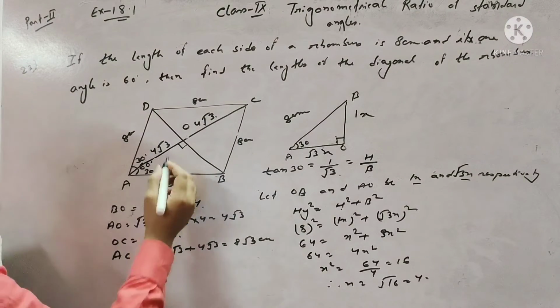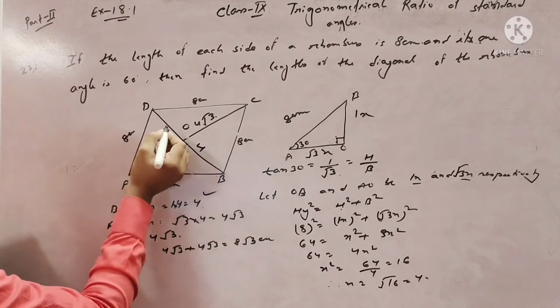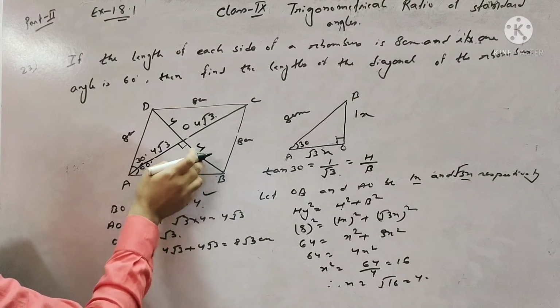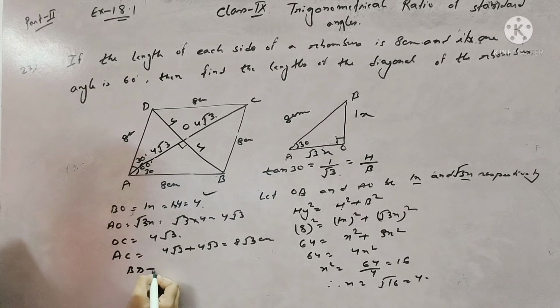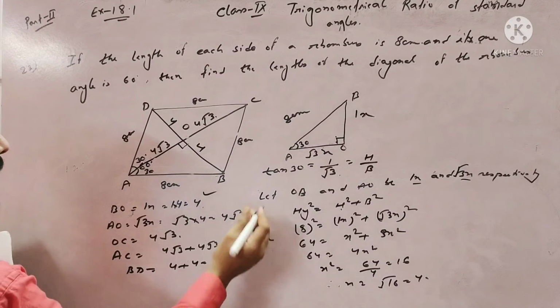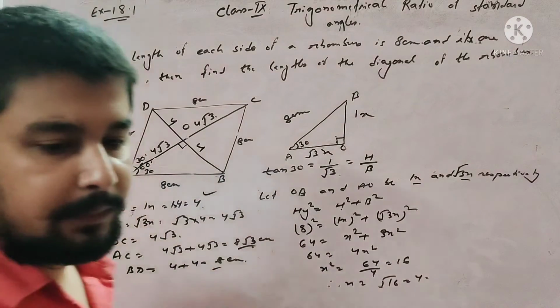Now for the other one. We calculated OB is 4 centimeter. If this one is 4, this one is also 4, because the diagonals bisect each other. So the length of BD is 4 plus 4, 8 centimeter. So the lengths of the two diagonals are 8 root 3 centimeter and 8 centimeter. Note.